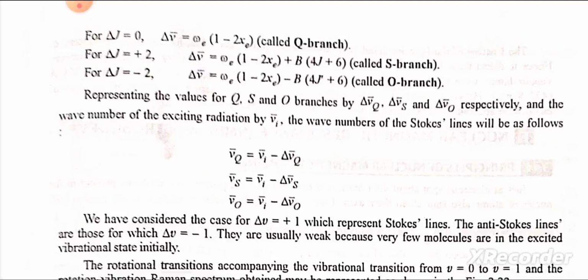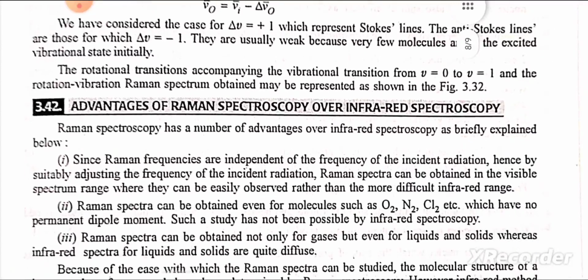We have considered the case for Δν equal to plus 1, which represents Stokes lines. The anti-Stokes lines are those for which Δν is equal to minus 1. They are usually weak because very few molecules are in the excited vibrational state initially. The rotational transitions accompanying the vibrational transition from ν equal to 0 to 1, and the rotational vibrational Raman spectrum obtained, may be represented as shown in the figure.